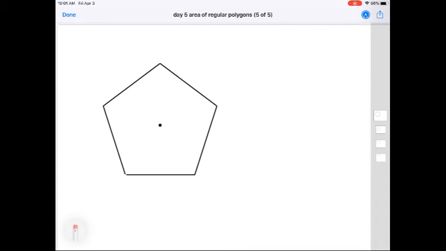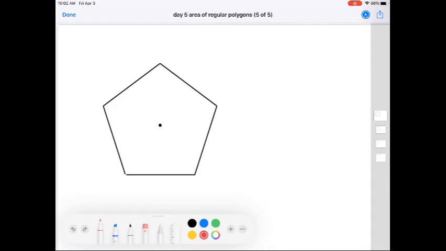Hi guys. So by the end of the video, you are going to know, or hopefully know, how to find the area of a regular polygon. If you don't remember what a regular polygon is, it has all sides that are congruent and all angles that are congruent. But before we get into that, there are a couple of things we have to point out.